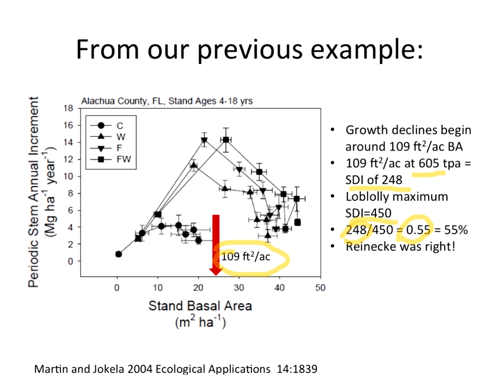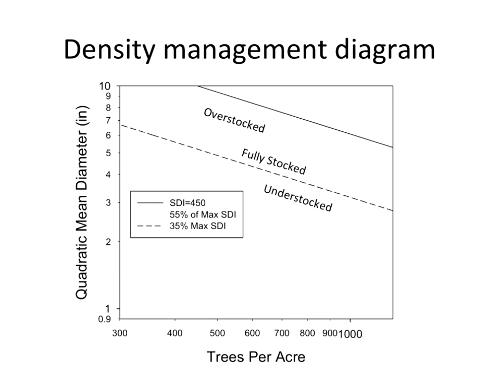So the guy that came up with these stand management diagrams, Reineke, was exactly right. We start seeing that decline in growth right at this point. I'm sorry, that's this line right here, that 55% of maximum stand density index. We really do want to keep stands between these two lines. And that tells us when stands should be thinned.